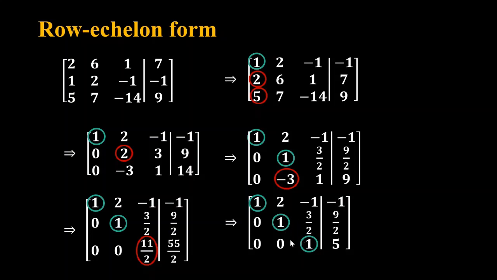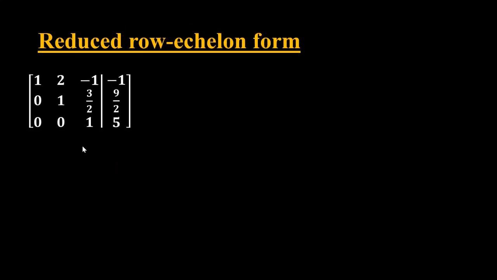The last condition is that rows consisting of all zeros are at the bottom of the matrix. Here there are no zero rows, only non-zero rows. If zero rows exist, they should be at the bottom of the matrix. So we get the row echelon form of our matrix, that is this one.